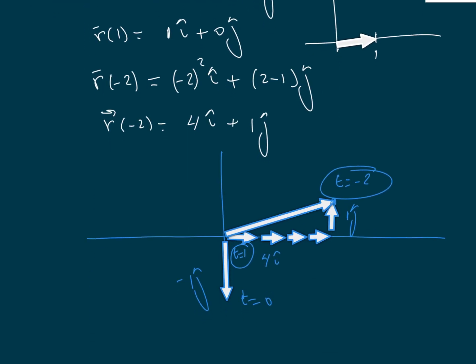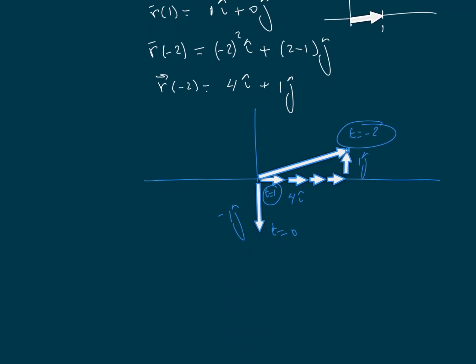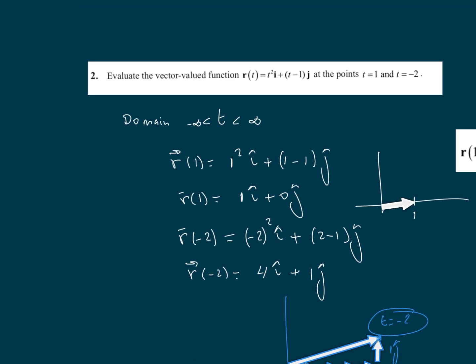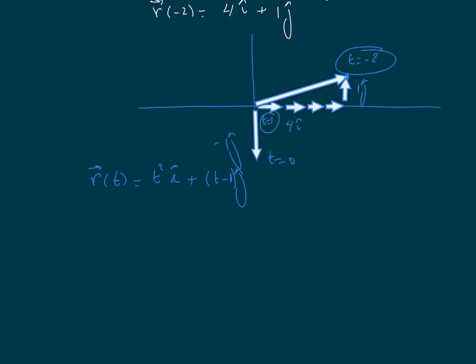So the object is describing a path. How will I know what the path is? Well, from what they tell me, r of t is t squared i plus t minus 1 j. This is what they say. I know that x of t is t squared and y of t is t minus 1. So t is y plus 1.